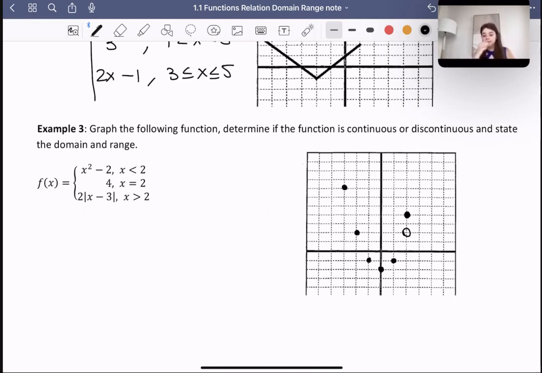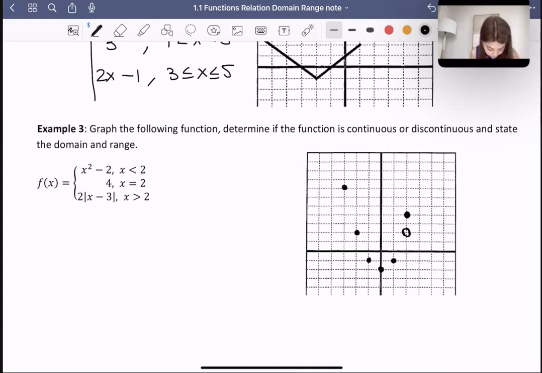So what about when it's exactly equal to 2? Well, we would have a hole there, right? So where would we have our hole? We would have our hole at, let's see, absolute value of 2 minus 3 would be absolute value of minus 1, which is 1, times 2 is 2. So we have a hole at 2, 2, which we actually already have from the quadratic, so there's actually nothing new to draw there.